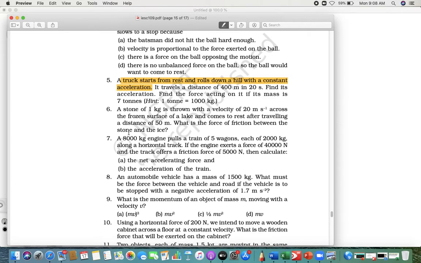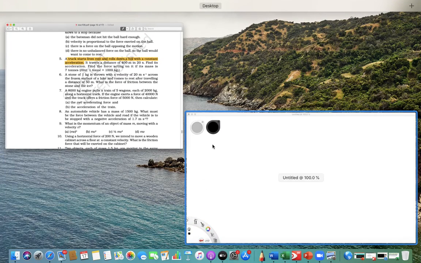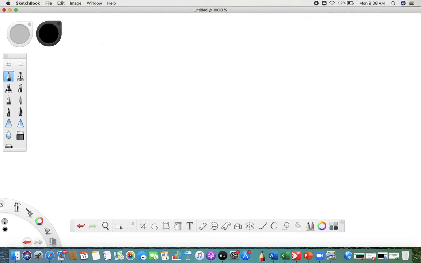If an engine exerts a force of 40,000 Newton and a track offers a frictional force of 5,000 Newton, then calculate the net accelerating force. Now let's see. First of all, we'll write down what is given to us. Now you have to say the mass of engine.